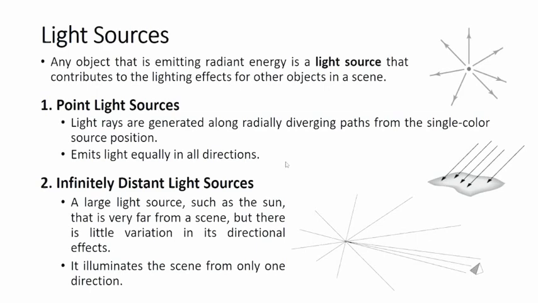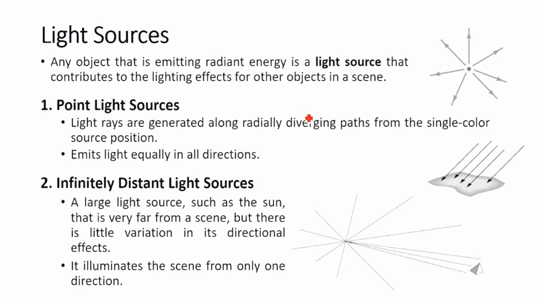To start with, we can say that a light source in computer graphics is basically some object in a scene, or not necessarily part of a scene, some object which emits radiant energy. And that radiant energy will contribute some kind of lighting effect for the objects in our scene. So this kind of object which contributes towards the lighting in the scene is called a light source.